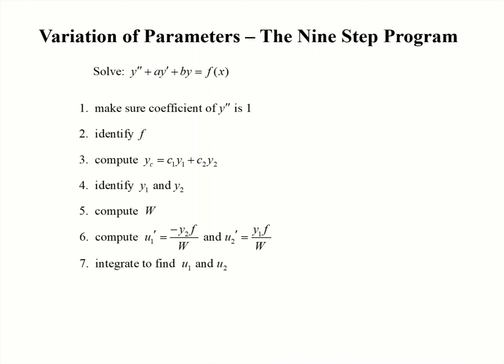Number 7, integrate to find u1 and u2, because that's really what we're after, because our trial solution looks like u1 y1 plus u2 y2. And that's step 8, to write that down. And then step 9, well, pretty much you're just putting step 3 and step 8 together, adding them together, and getting a general solution. So that was the derivation of variation of parameters.